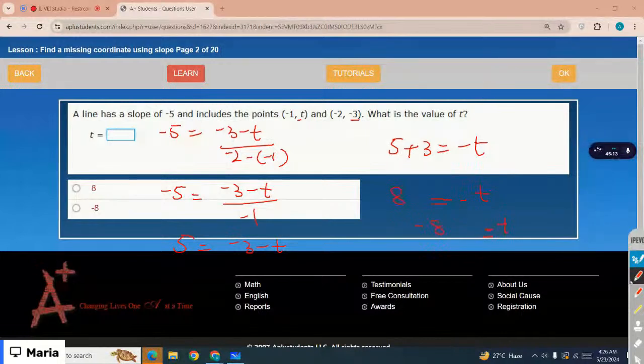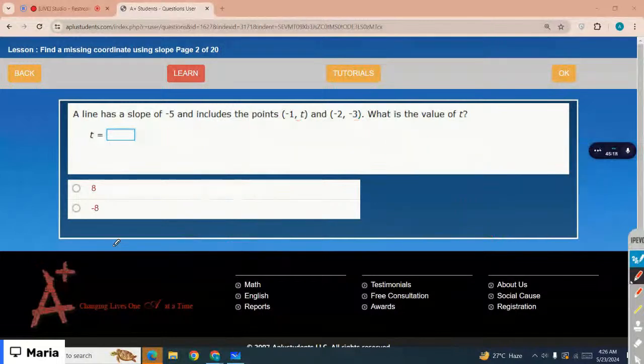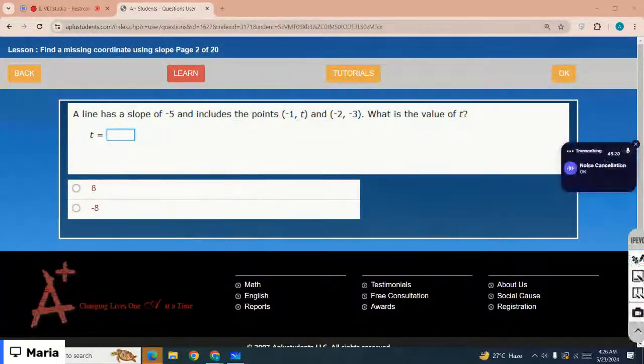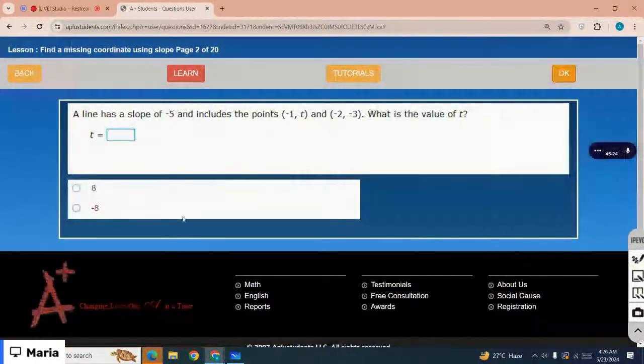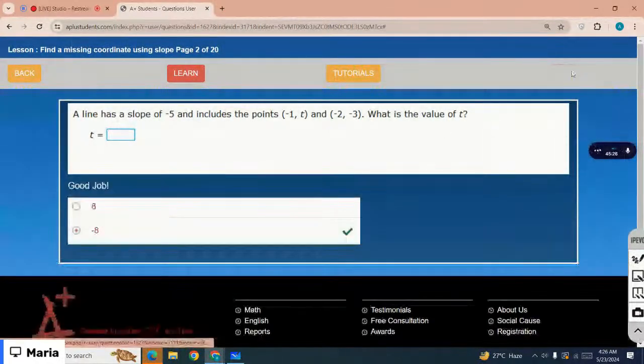So the correct option is negative 8. Option number 2 is the correct option, right? Sorry, -8 is the correct option.